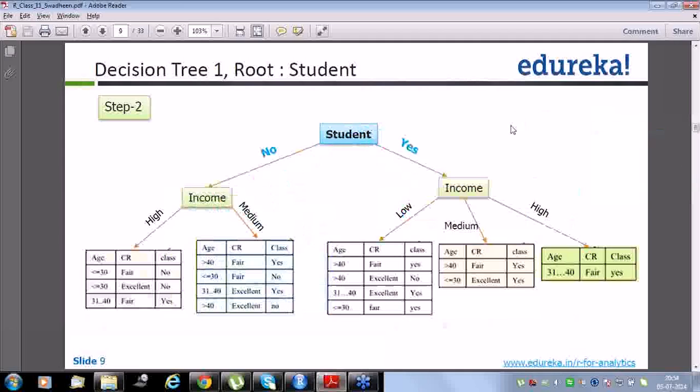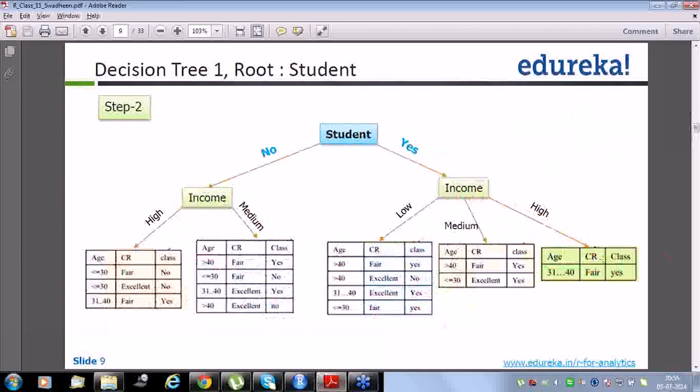Okay. In this case, look at that. A student, he was not a student, but he falls into the high income category, and this is the situation for him. Income medium, like in no, there were only two categories, medium and high. In yes, there were three categories for income. So the tree is going to split like this.